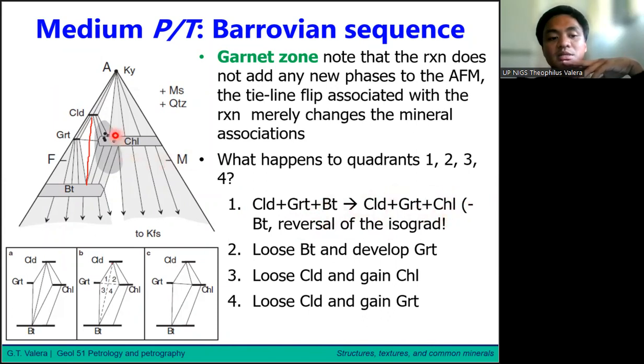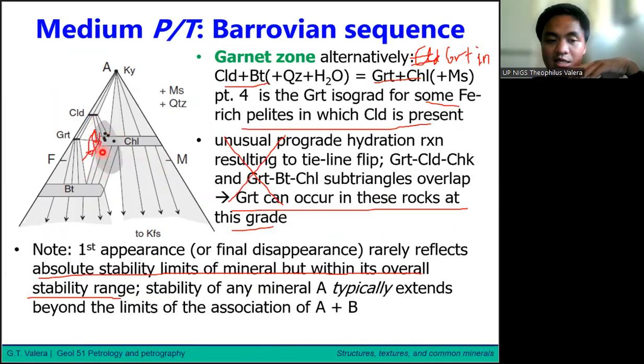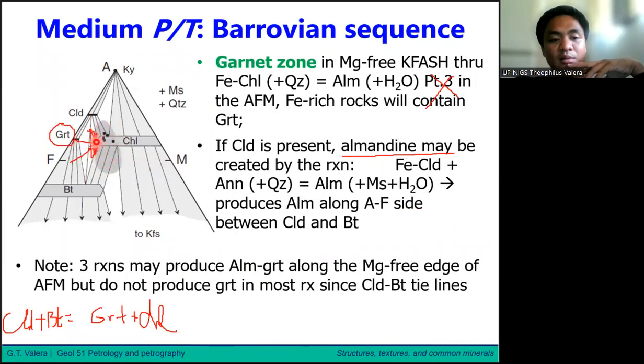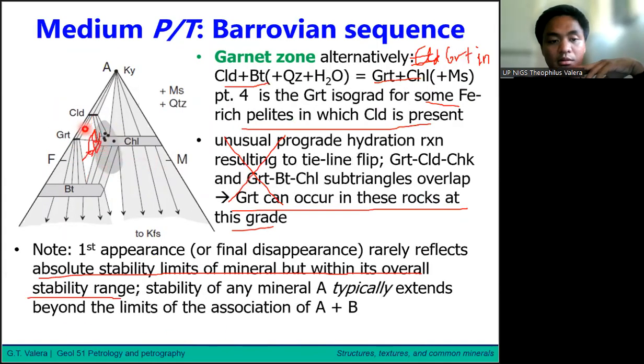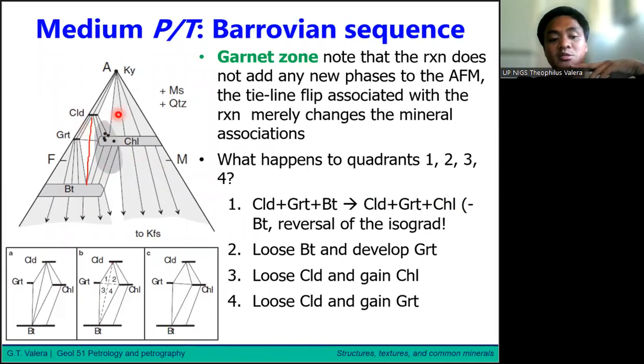Okay? It's not common kasi sabi nga natin, at least here, wala namang pelite na nagpa-plot sa area 1 nito. And it's not common. We wouldn't expect it, but it's theoretically possible. Yung nasa field number 2, ito yung makikita natin in some iron-rich pelites. And here you have chloritoid, biotite, chlorite, losing biotite, mawawala itong biotite, and instead gaining garnet. Okay? So ito yung classic Barrovian series.